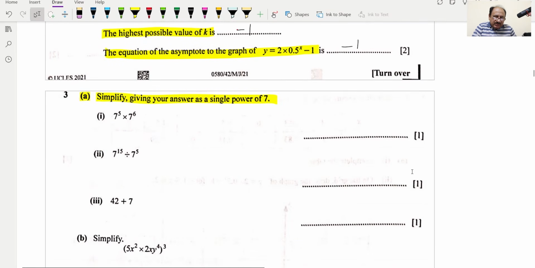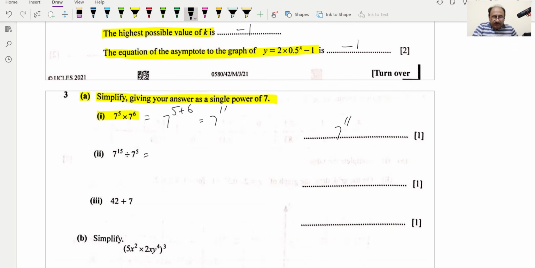Simplify, giving your answer as a single power of 7. So always you have to provide a single power of 7 in this one. So 7 raised to 5 times 7 raised to 6. In indices, when bases are the same and they are being multiplied, their powers will be added. So we can write 7 raised to 5 plus 6, and this will be equal to 7 raised to 11. This will be our answer.